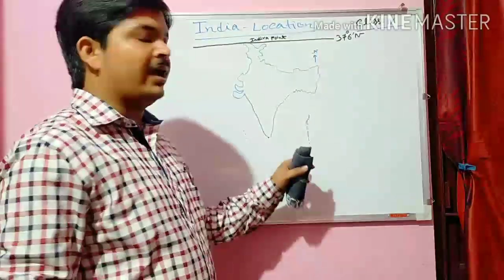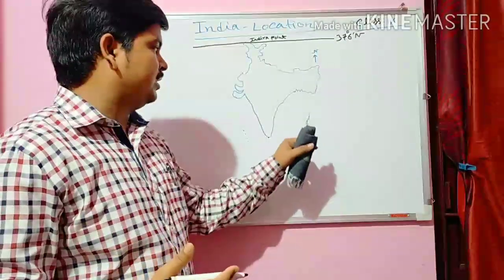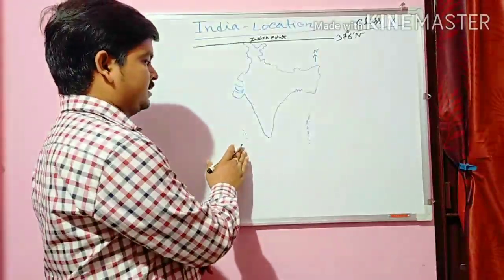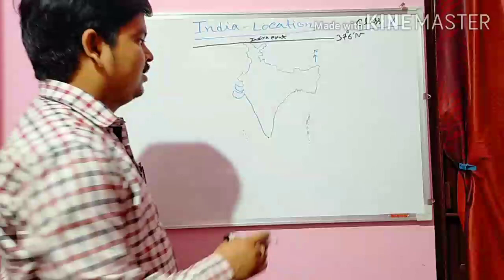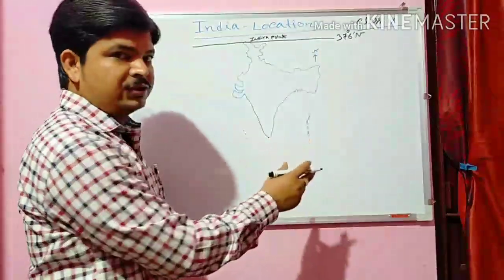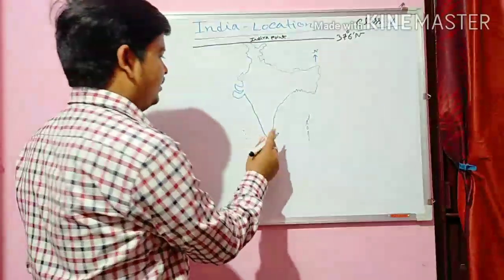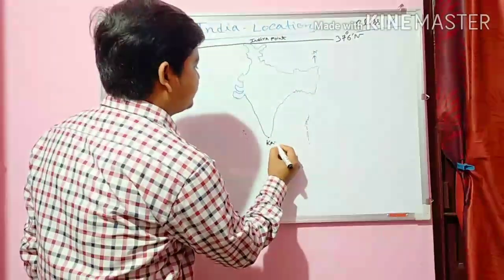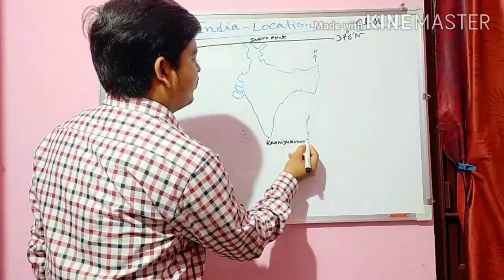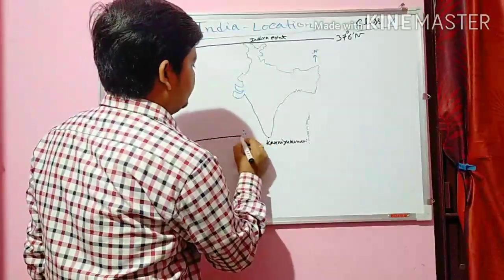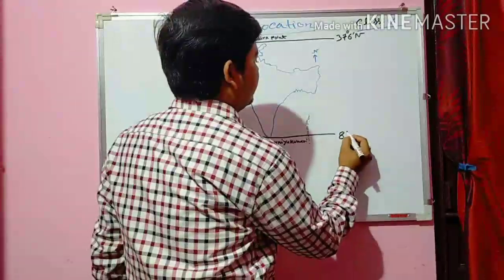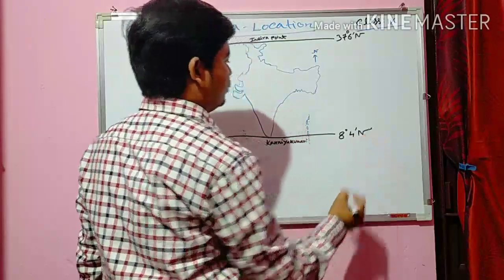Similarly in the south, you see this is our mainland. But we have more, the union territories, that is Andaman and Nicobar in the Bay of Bengal and Lakshadweep in the Arabian Sea. They are also part of our country, so we have to consider both. First we will consider this mainland. This is Kanyakumari. This is one reference line you just draw. This is 8 degree 4 minute north.